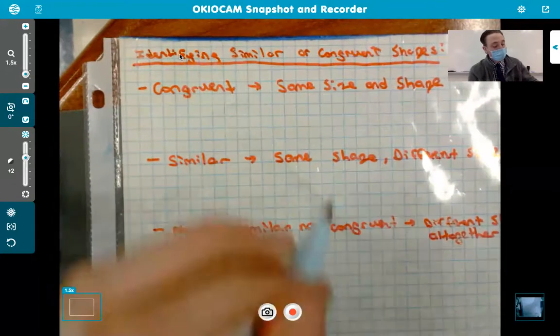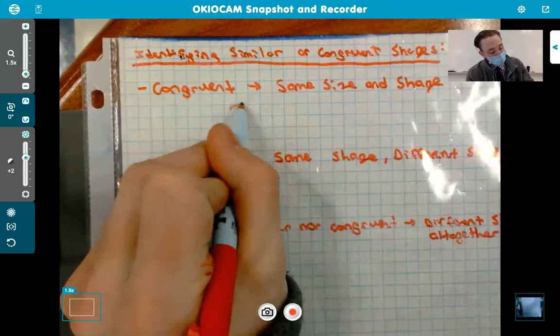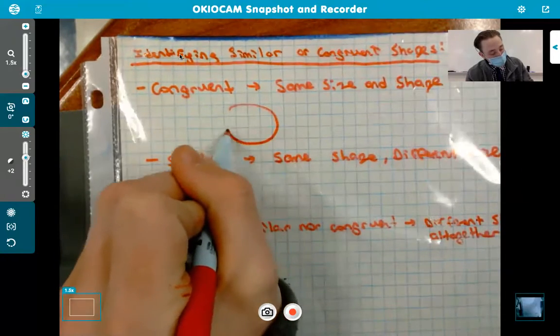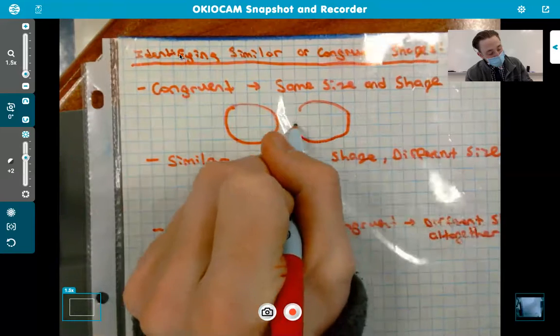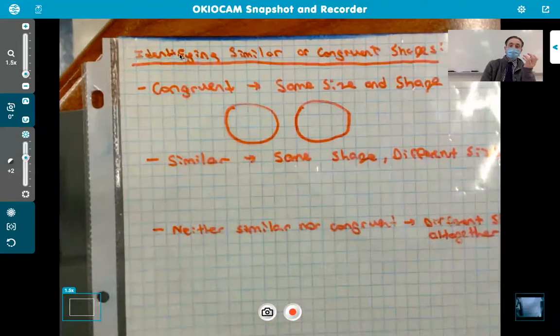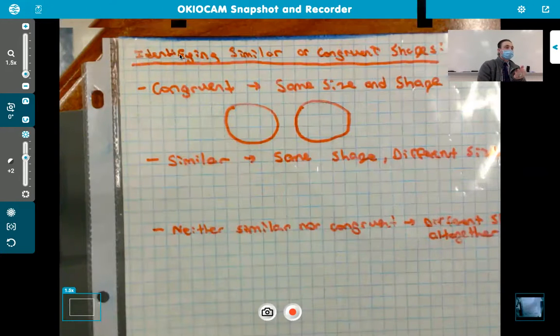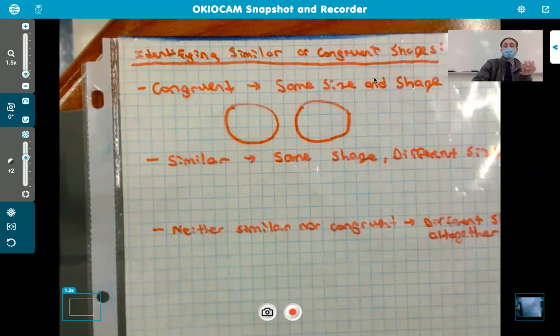So I'm going to draw a pair of circles here. Might not be perfect. But these two circles are obviously the same size, and they're the same shape. That's something that would mean that they're congruent. So that would allow me to say that those figures are congruent.